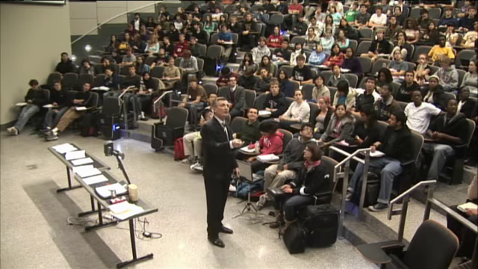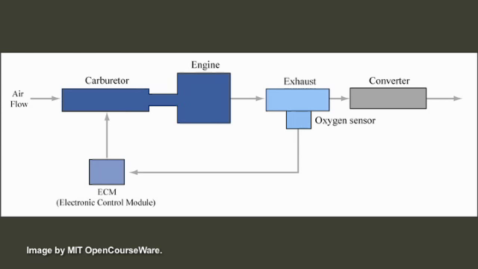So this is an old diagram from GM literature. Now we have fuel injectors here, but the fuel goes into the engine, out to the exhaust. There's an oxygen sensor, which I'll show you next day. The oxygen sensor measures the composition of the output gas and sends it to an electronic control module, which then goes back into the carburetor, and the catalytic converter is right here.